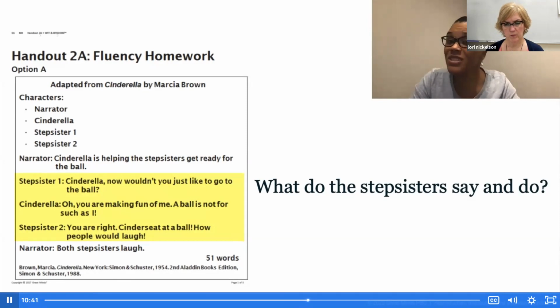Now, how would you describe what the stepsisters said and did? Think, share with your learning partner or just share aloud. The stepsisters are making fun of her, aren't they? They're being mean to her.